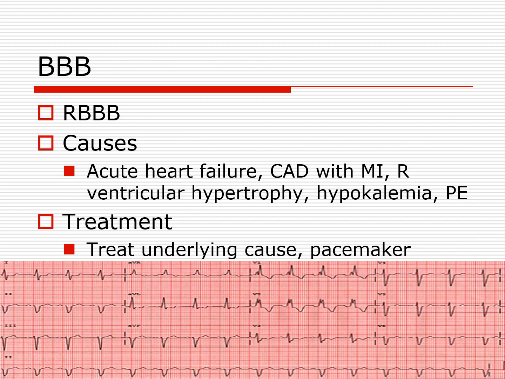So a right bundle branch block, some of the causes: right-sided pulmonary hypertension, congenital heart defect, uncontrolled hypertension, and those listed there: acute heart failure, coronary artery disease with an MI, right ventricular hypertrophy, which is from right-side pulmonary hypertension, hypokalemia, and a PE could be a cause. So with this, you obviously want to treat your underlying cause and consider a pacemaker.